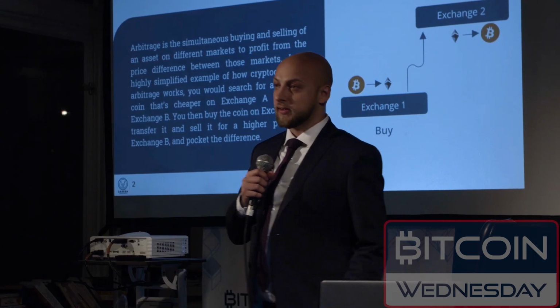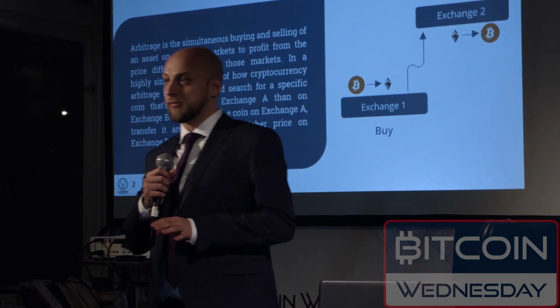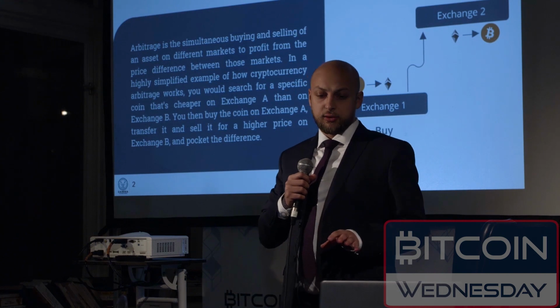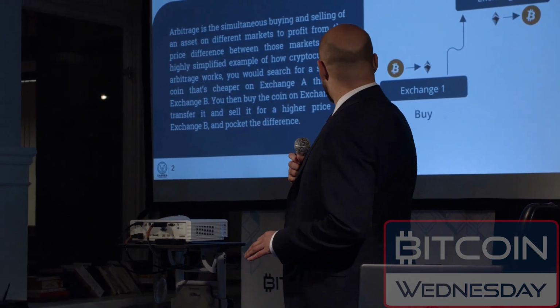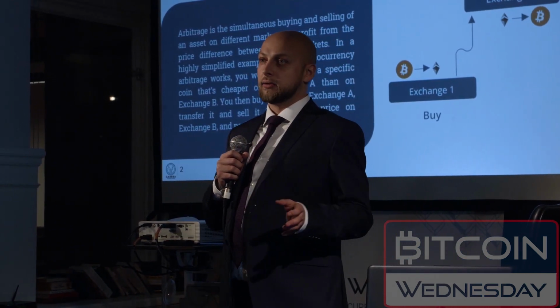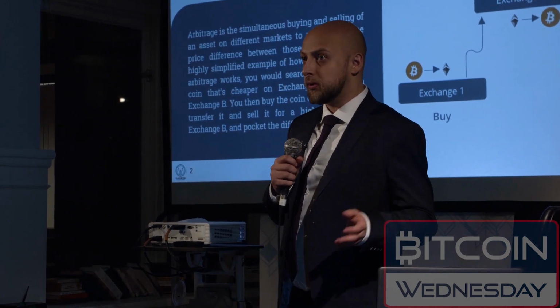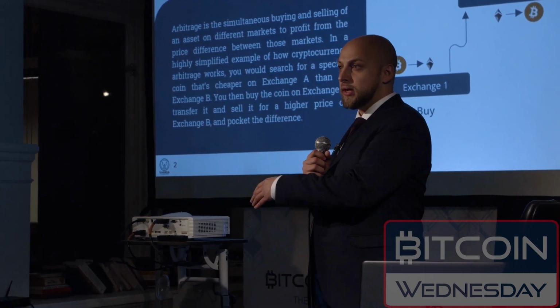So first I will explain to you what arbitrage is. We have a couple of types of arbitrage. The first arbitrage is a simple one: when you buy some asset on exchange A, for example, transfer it to exchange B and sell it.